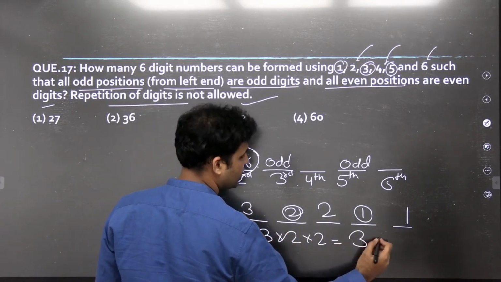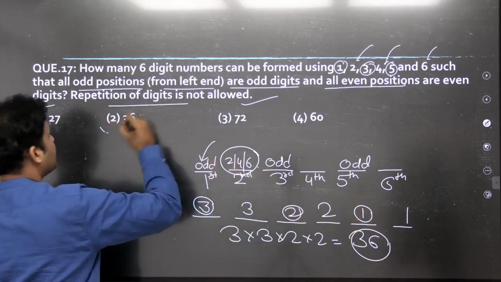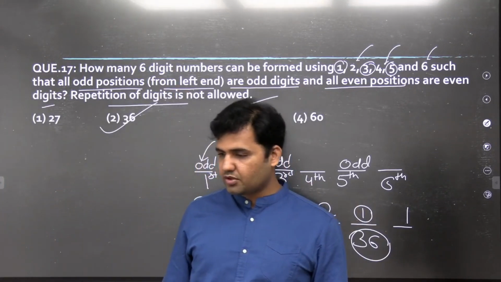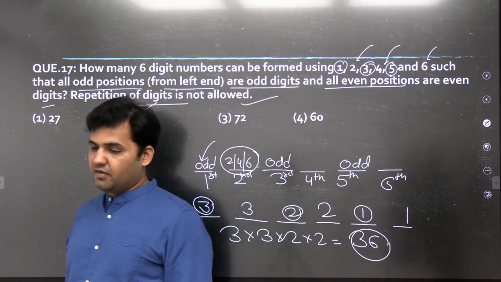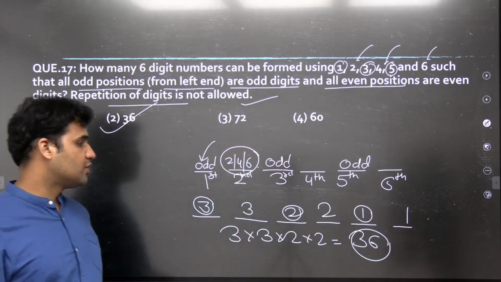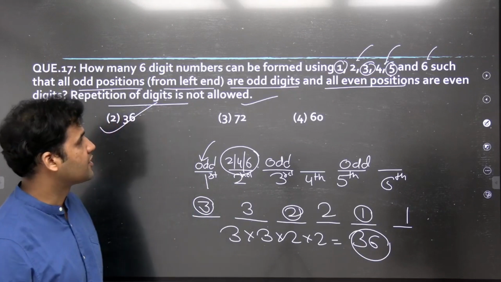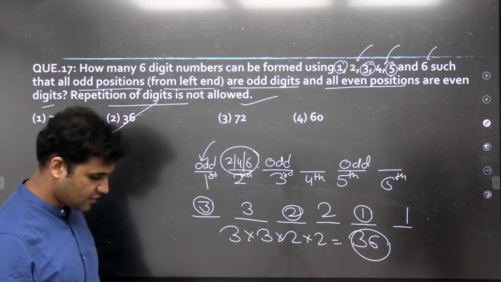So the answer to the question will be 36. Right, so if odd digits are supposed to be used on odd positions and even digits on even positions, then in total there will be 36 such numbers possible. Moving ahead to the next question, guys.